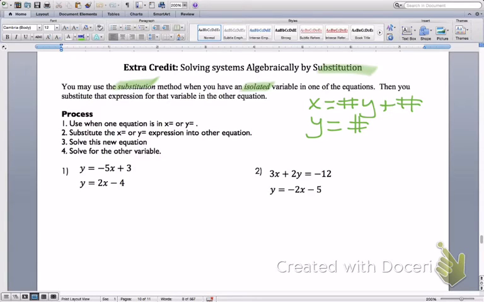So the idea is we're going to be substituting an expression rather than a number into a variable. So here's the general process. You want to use it when x or y are by themselves in one or both of the equations. And you're going to substitute that expression, what comes after the equal sign, into the other equation. That's going to give you a new equation you're going to solve for either x or y. And once you have x or y, you do what we've done before. You plug it back into the first or second equation, it doesn't matter, and solve for the other variable. So let's go ahead and see what this looks like.